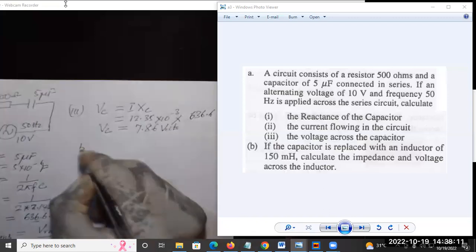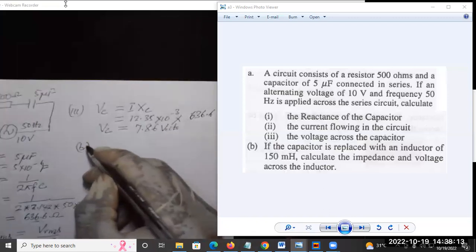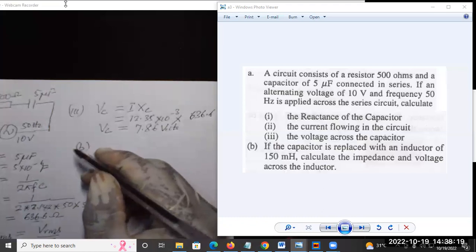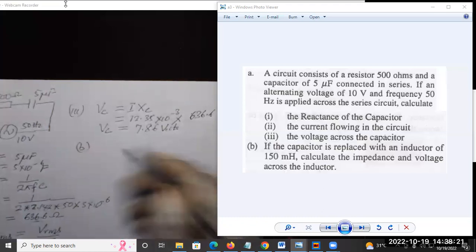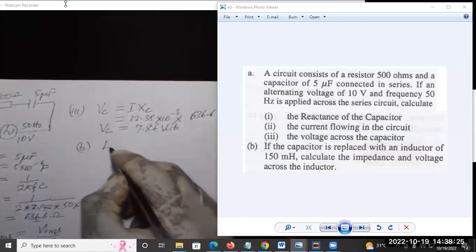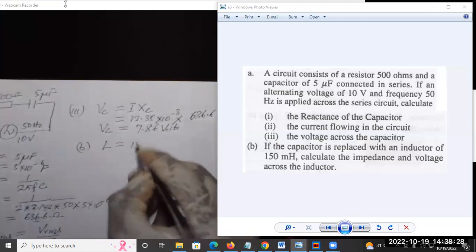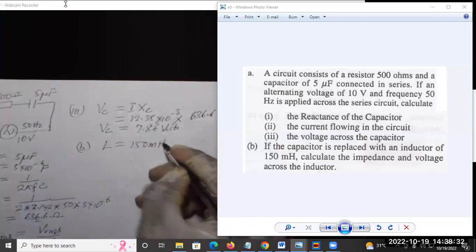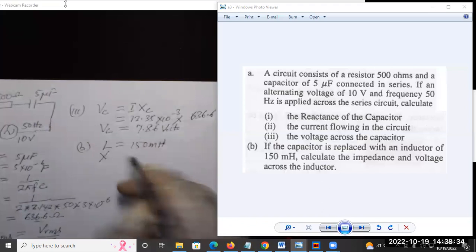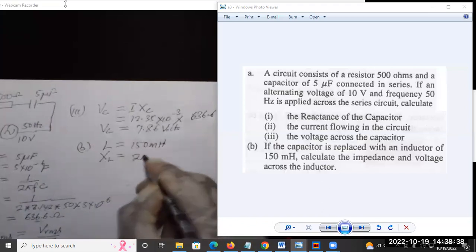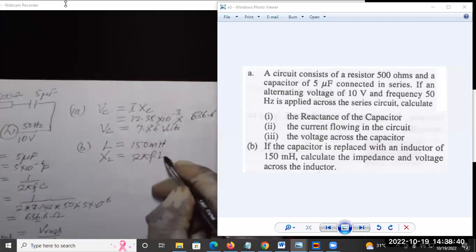The last question is to find, if the capacitor is replaced with an inductor of 150 millihenry, that the inductance is given as 150 millihenry. We have to find the inductive reactance given by 2 pi FL.